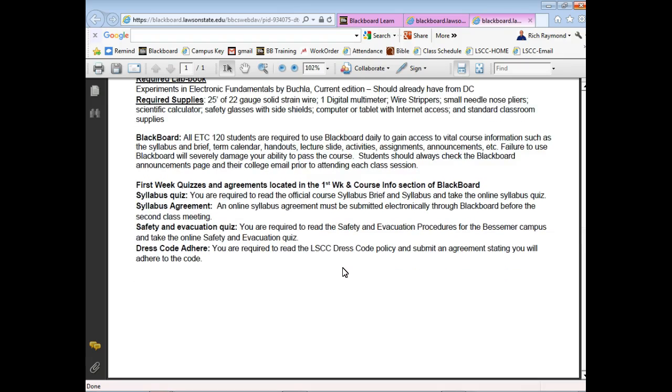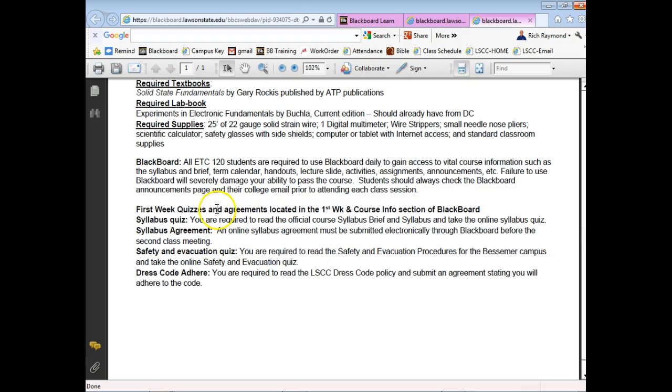So first week quizzes, you're required to read the what first? The syllabus brief and the syllabus. Then you're required to take a what? A quiz on the syllabus. Everybody understand that? You're required to do a syllabus agreement, which says, I agree with the contents of the syllabus.